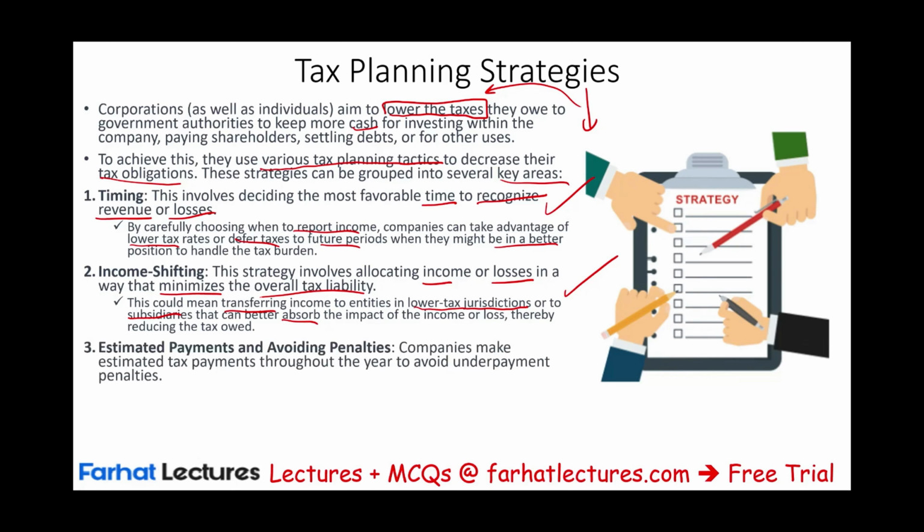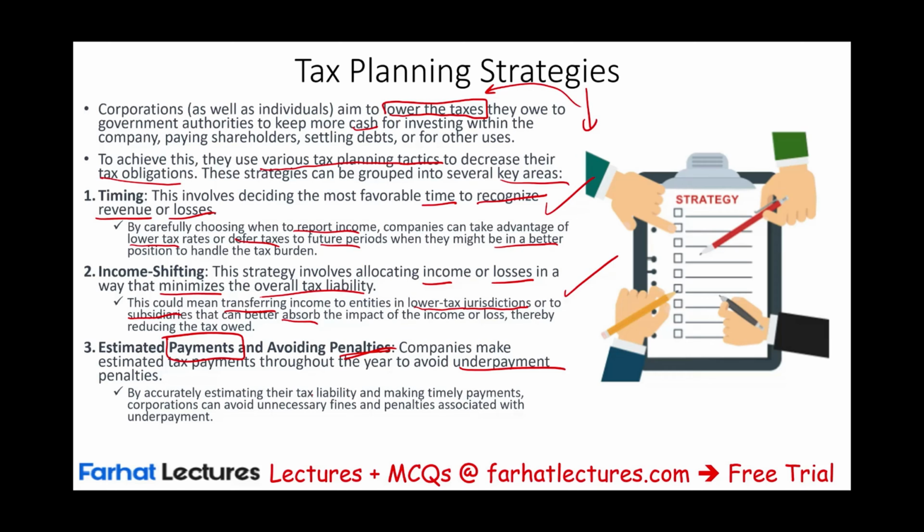The third strategy is making sure we are making our estimated payments to avoid penalties. Why? Because we are required to make payments on a regular basis throughout the year as a corporation. Well, we want to avoid doing what? Underpaying our taxes. Why? Because if we underpay our taxes, we're going to be charged penalties and interest. So by accurately estimating the tax liability and making timely payments, we can avoid unnecessary fines, penalties, and interest associated with this.